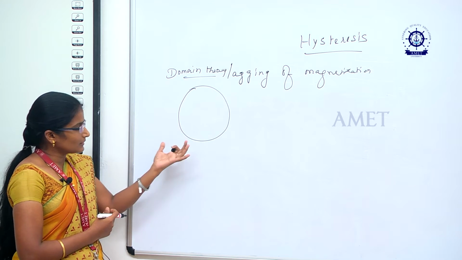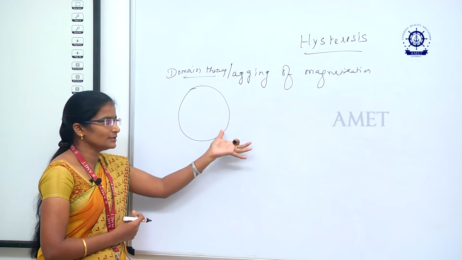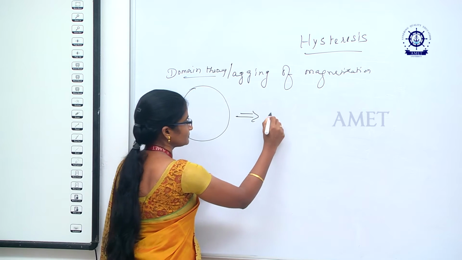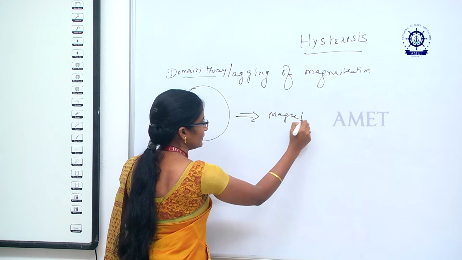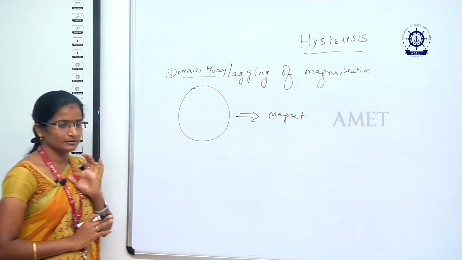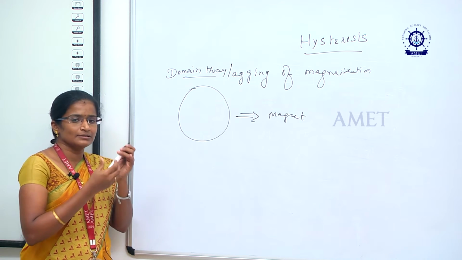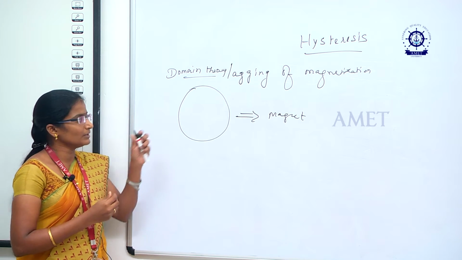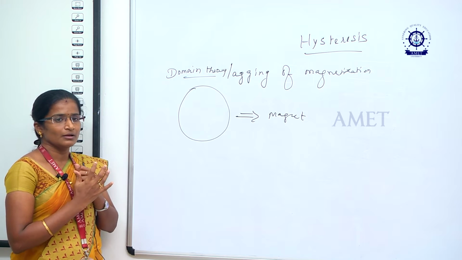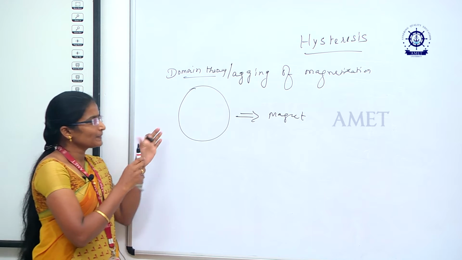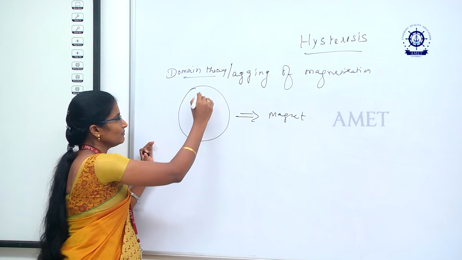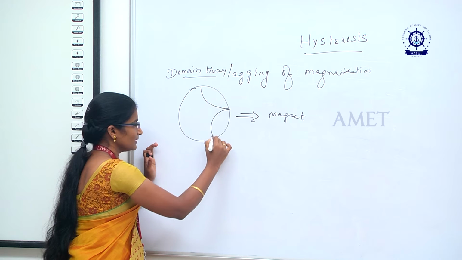Okay, so we are converting this bulk material into a magnet. That is our aim, bulk material into a magnet. So suppose we have some small material, then we can easily convert this material into a magnet. But if we have some big material, what will we do? We convert this bulk material into different regions.